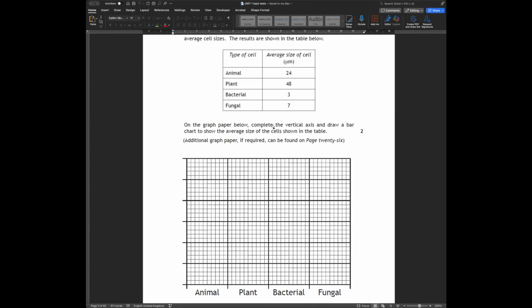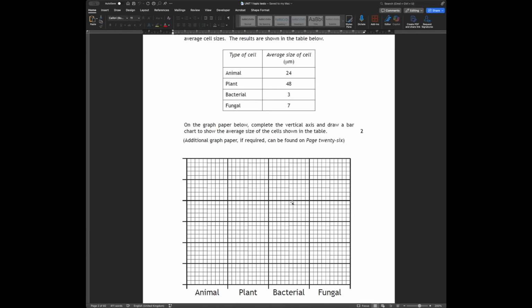Okay, the animal cell will be 24, so that's 10, that's 20. And then because each of these boxes must be worth 2, because there's 5 of them between 20 and 30 there, that means we're going up to the second box up for 24. So 24 would be here. For the plant cell, 48. So we go 10, 20, 30, 40. And then we go up to 8, which would be 2, 4, 6, 8 here for the plant cell.